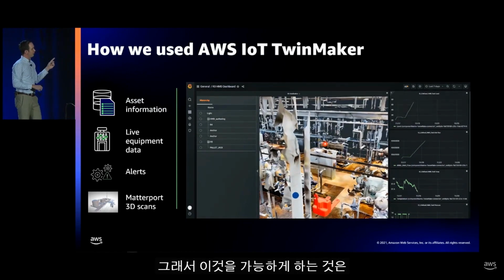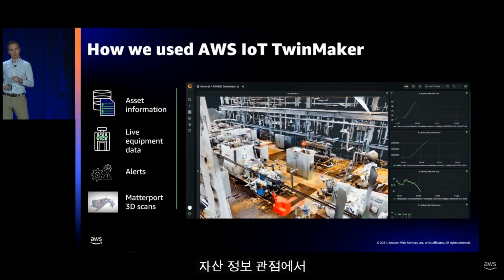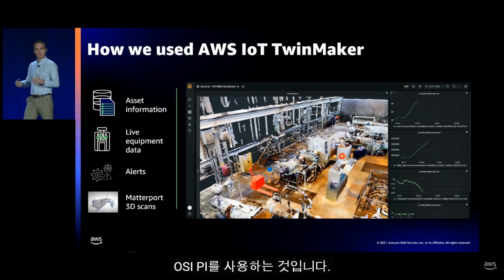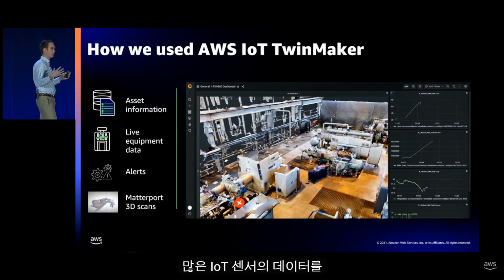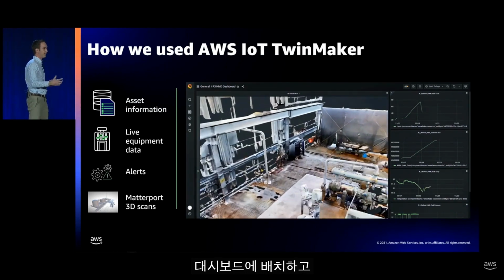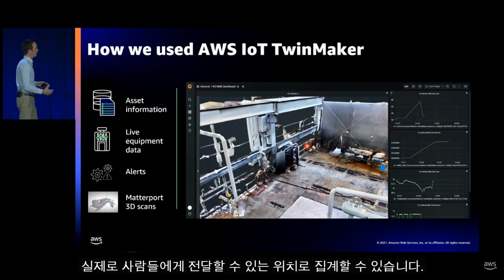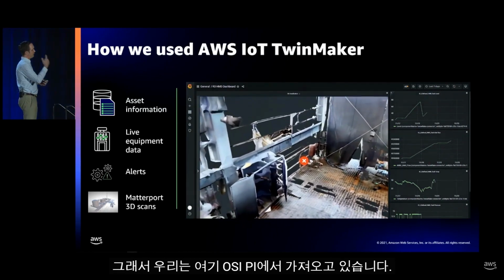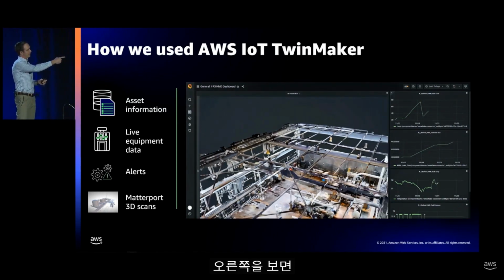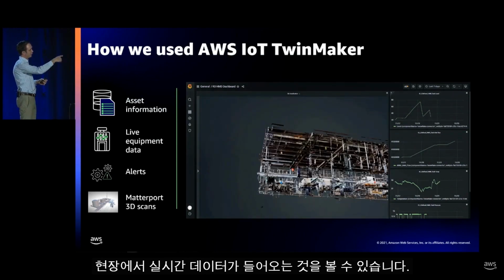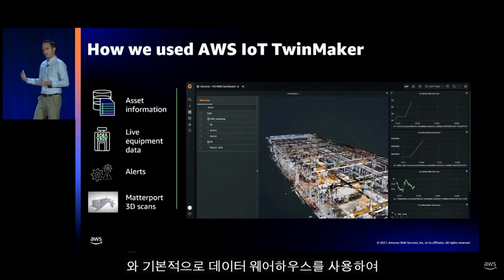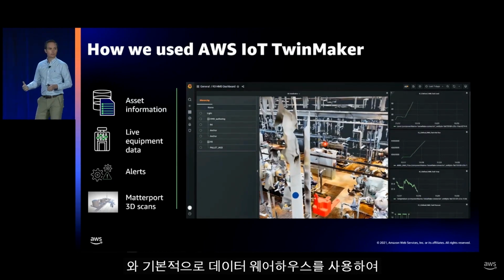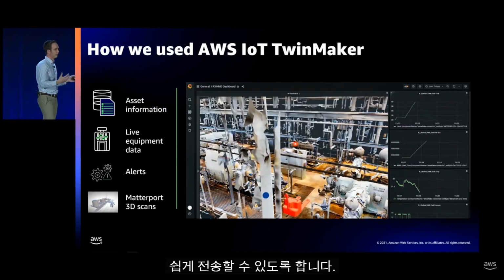And so the thing that enables this is, from an asset information perspective, we use OSI Pi. OSI Pi allows us to aggregate data from a lot of IoT sensors into a place where we can put it on dashboards and actually deliver it to people. And so we're pulling from OSI Pi here. You can see on the right-hand side there's live data coming in from the field. And then we're using Snowflake as well as essentially a data warehouse to make it easy for transmission and that kind of thing.